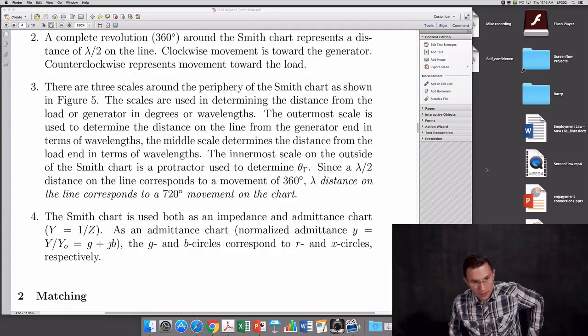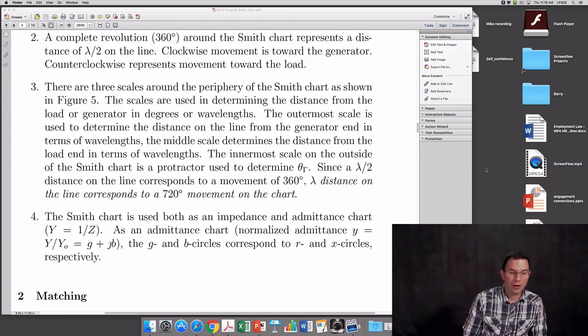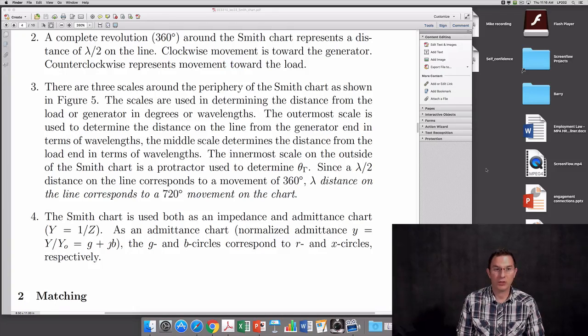There are 3 scales around the periphery of the Smith chart here, and I'll show you Figure 5 momentarily. The scales are used in determining the distance from the load or generator in degrees or wavelengths. The outermost scale is used to determine the distance on the line from the generator in terms of wavelengths. The middle scale determines the distance from the load end in terms of wavelengths. So the outermost scale tells you the distance from the generator. The middle scale tells you the distance from the load, and it's all in wavelengths.